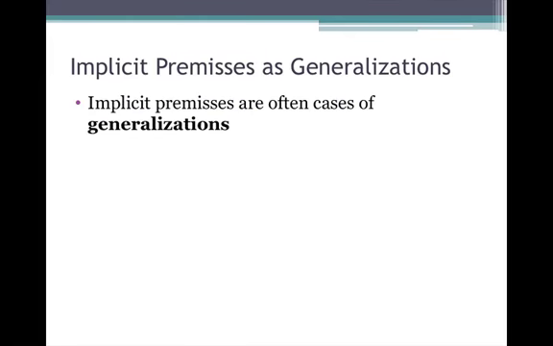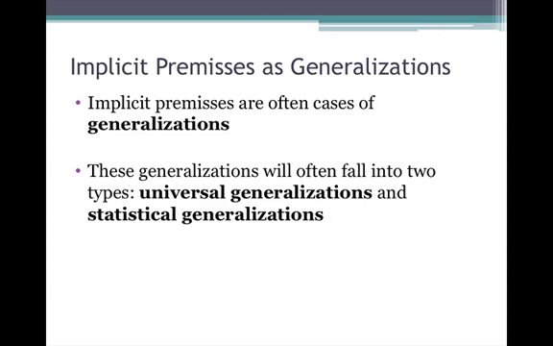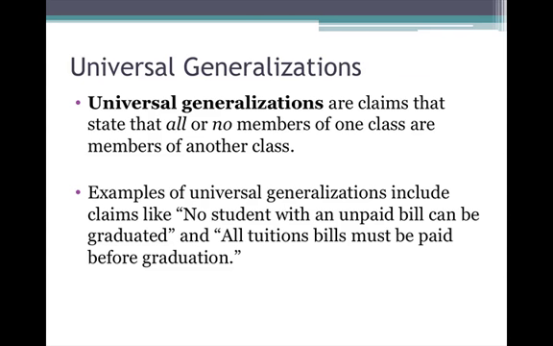Implicit premises are often cases of generalizations. These generalizations will often fall into two types: universal generalizations and statistical generalizations. Universal generalizations are claims that state that all or no members of one class are members of another class. Examples of universal generalizations include claims like no student with an unpaid bill can be graduated, and all tuition bills must be paid before graduation. The reason they're universal generalizations is because they address the entire class of students in the first case and tuition bills in the second case.